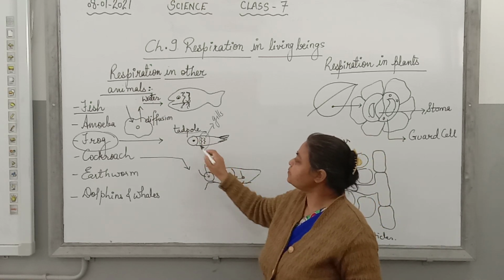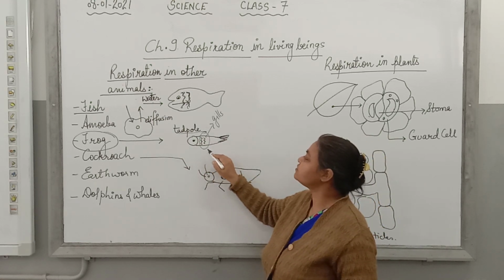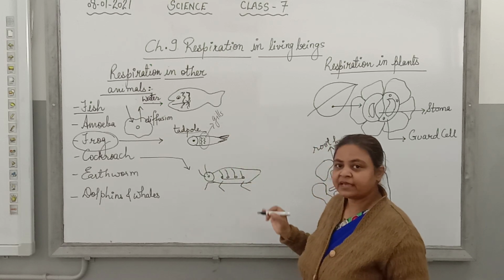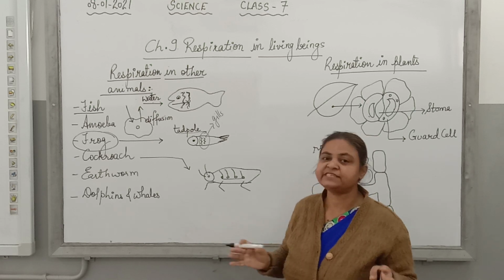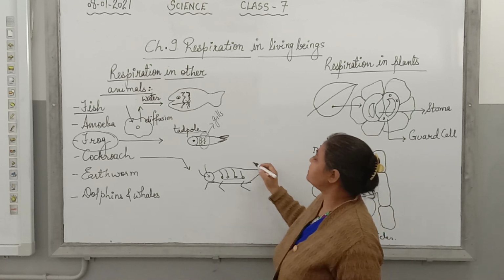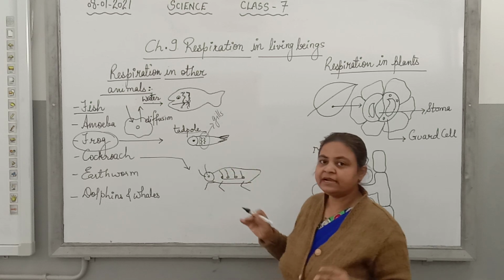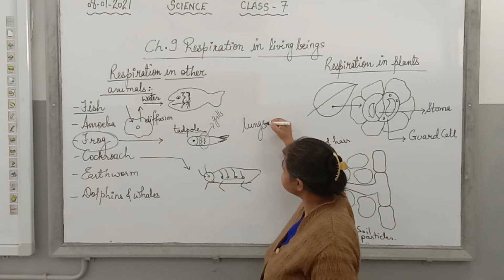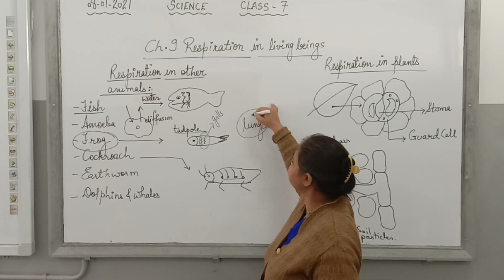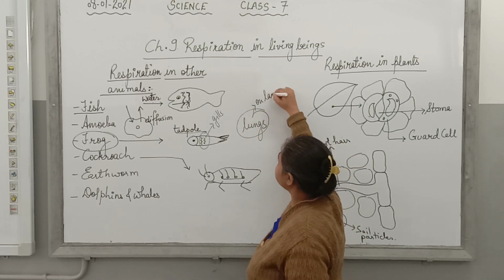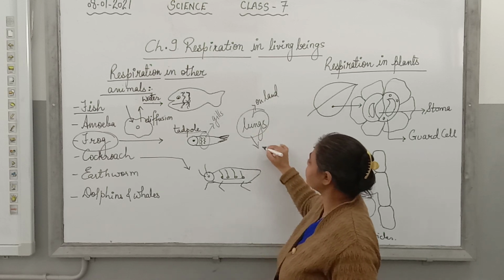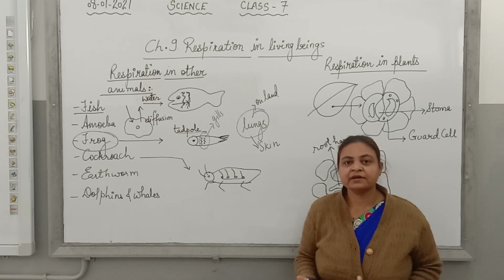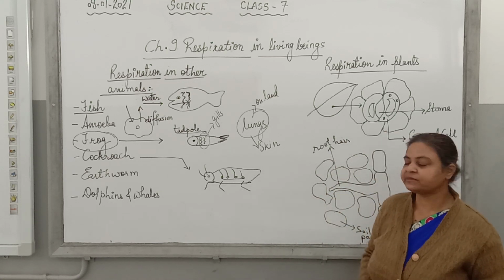So in the tadpole stage, the frogs also breathe through gills. Later on, the gills stop functioning. As the transformation takes place, metamorphosis takes place, the limbs develop and the tail disappears and the lungs also develop. So frogs breathe through lungs on land, and when they are inside the water, they breathe through the skin. The moist skin helps to take up oxygen and remove carbon dioxide in water.